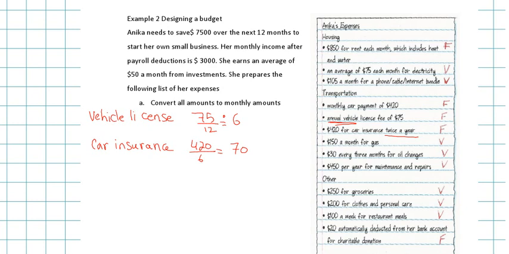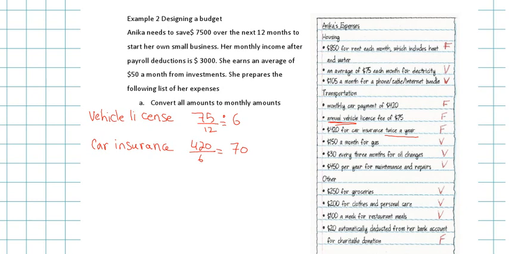Then we have $150 a month for gas. I don't have to worry about that. $30 every 3 months for oil changes. How can I change it to monthly? Guys, she's paying $30 every 3 months. So how can I make it into monthly? By 4?